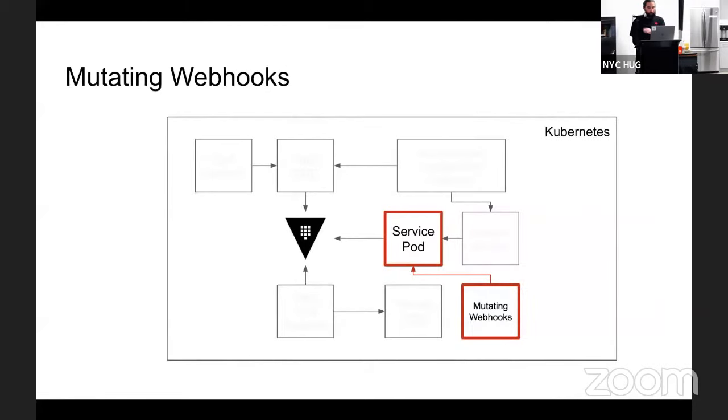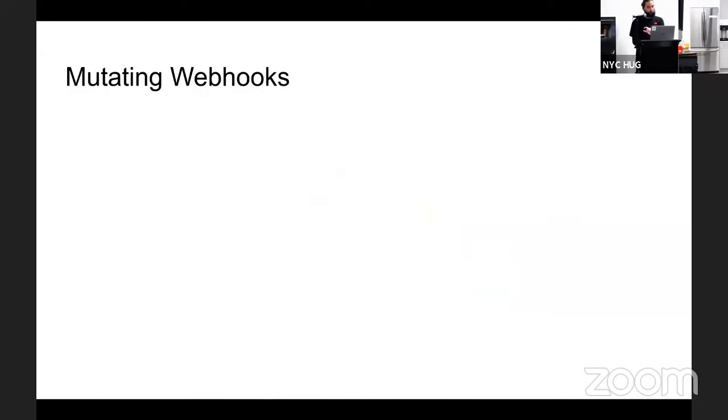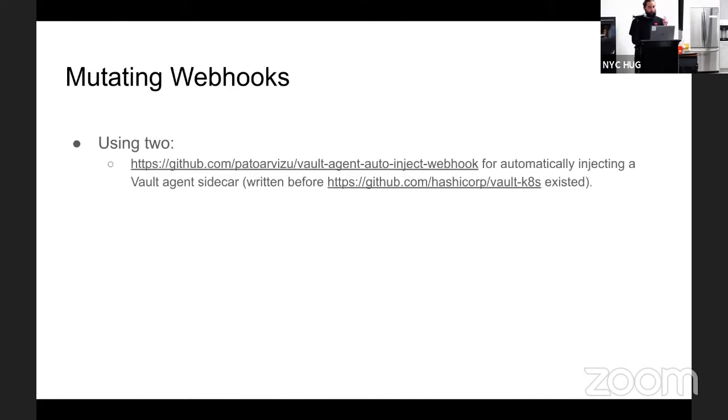Kind of lastly, the mutating webhooks. The part that we're doing there is we're using two mutating webhooks. One I wrote, but I have to admit that the Vault Kubernetes webhook project kind of overshadows that, because I started writing it before that was a thing. So now we're kind of tied to this.